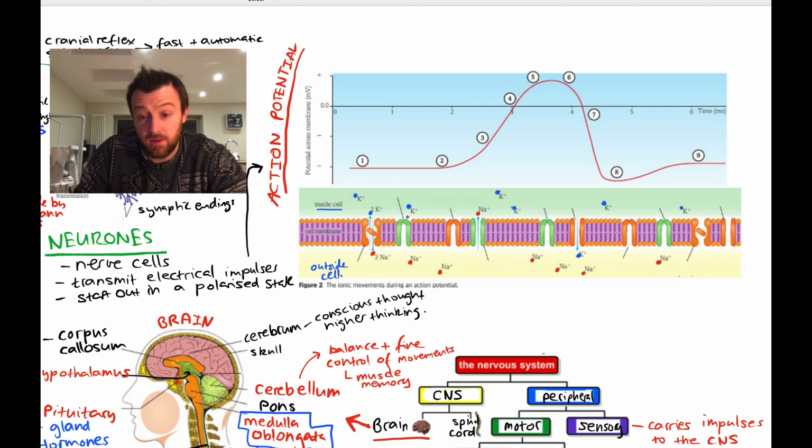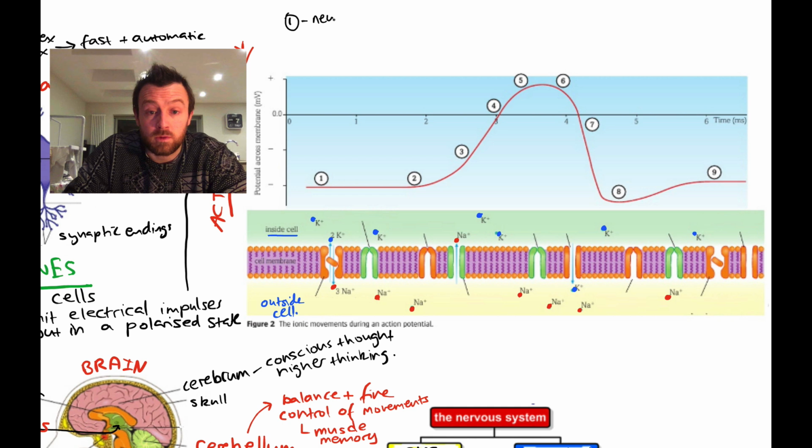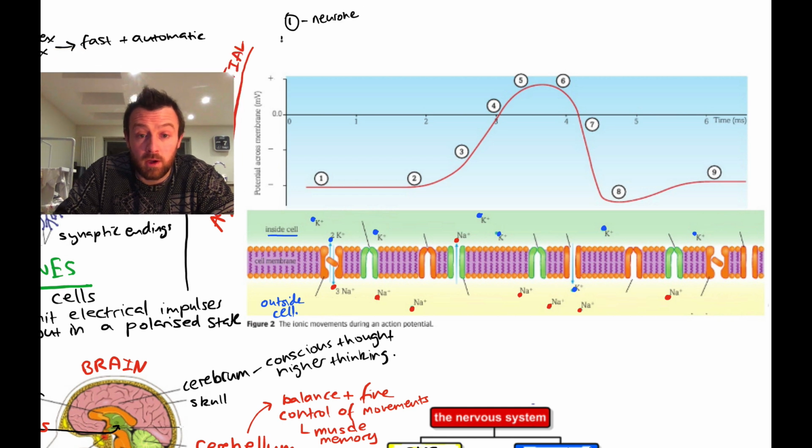So we can already see here there's a gradient of sodiums on the outside of the cell and potassiums on the inside of the cell. And that's a significant point. So at 1, we could say the neuron, because we're talking about neurons here, is polarized. And it's polarized to around about -60. So this is -60 here.